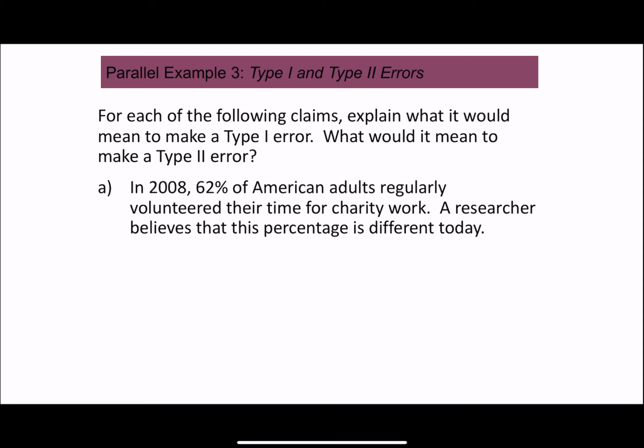So for each of the claims, let's explain what it would mean to be that type of error. Think about what it would mean to make that type of error. In 2008, 62% of American adults regularly volunteered their time for charity work. A researcher believes that this percentage is different today. So we need to know, what would it look like to be a type 1 error and what would it look like to be a type 2 error? Think about it before moving on. You might want to pause and think about it, or write down your notes. All right, so let's take a look at our answers.